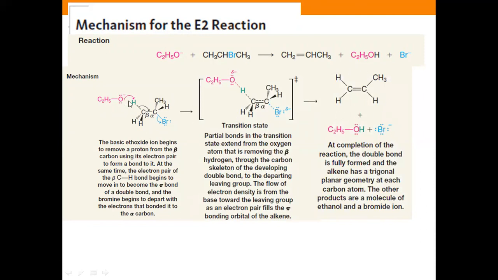When the base abstracts the proton, there is a partial bond formation between the base and the hydrogen, and a partial bond breaking between carbon and hydrogen, a partial double bond formation between the carbon-carbon bond, and a partial bond breaking between carbon and bromine as the bromine leaves the substrate. When bromine leaves the substrate, of course, you know that it will take with it the two electrons of the electron pair within this bond, and the formation of the double bond will come from the carbon-hydrogen bond, because when the hydrogen is abstracted, it has no electrons with it, only the base will share electrons to form a bond with hydrogen, and you get this C2H5OH here.